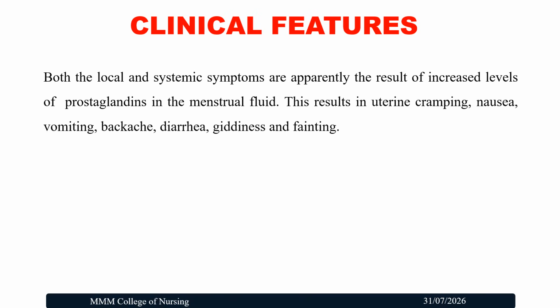The clinical features of dysmenorrhea include both local and systemic symptoms, and it is apparently the result of increased levels of prostaglandins in the menstrual fluid. This results in uterine cramping, nausea, vomiting, backache, diarrhea, giddiness, and fainting.